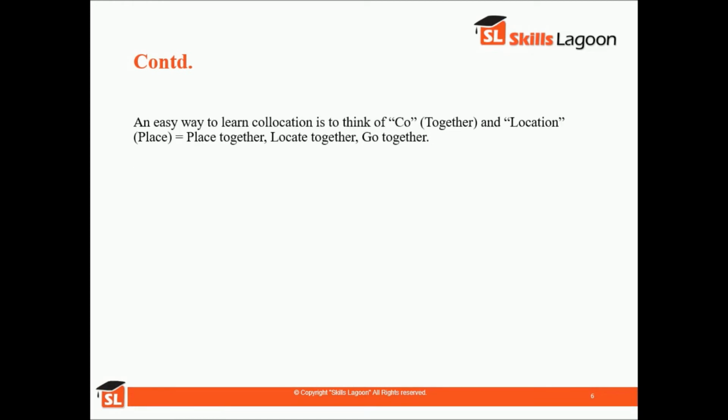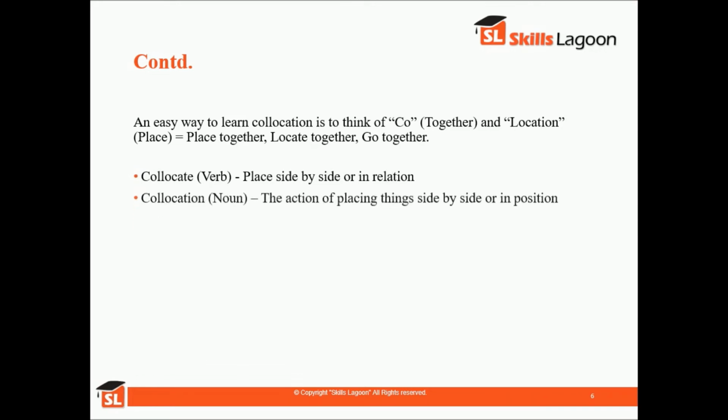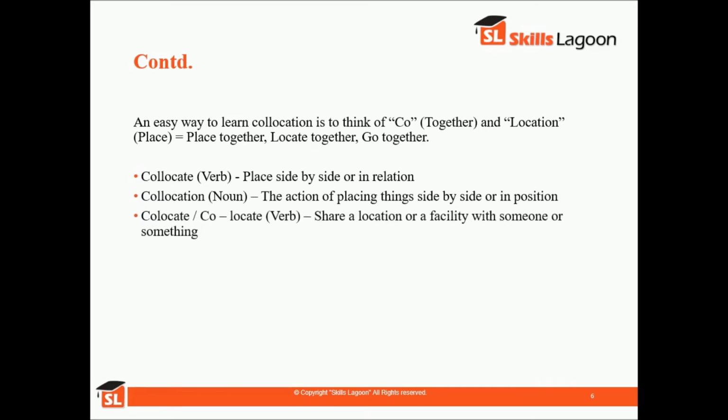An easy way to learn collocation is to think of co meaning together and location meaning place. It means place together: the words which are located together, the words which go together. Collocate is used as a verb, meaning placed side by side or in relation. Collocation is a noun, meaning the action of placing things side by side or in position. Collocate or co-locate as a verb means that you are sharing a location or a facility with someone or something.